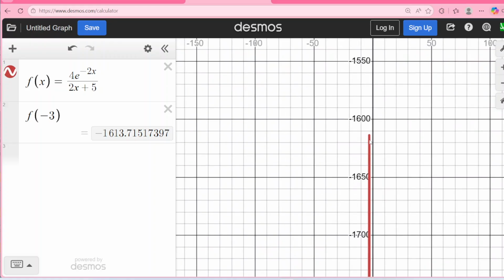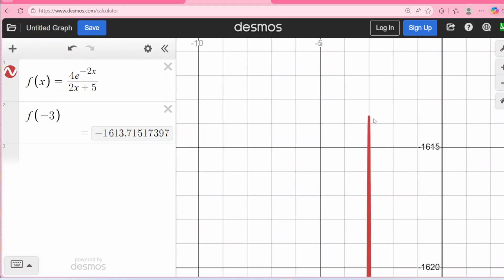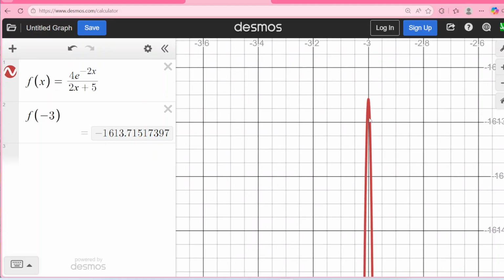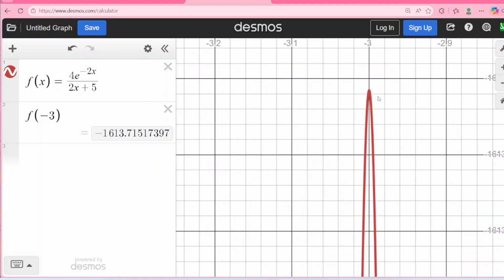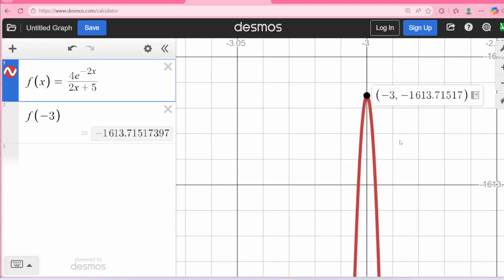And you see, I'll zoom in right there. You'll eventually see the top of some hill, right? There should be a local maximum there. It's very thin, very narrow, but you're seeing it hopefully, coming into view, right? There it is, -3, -1,613.715, that would be the local maximum value here at x equals -3. And it's increasing to the left, decreasing to the right.